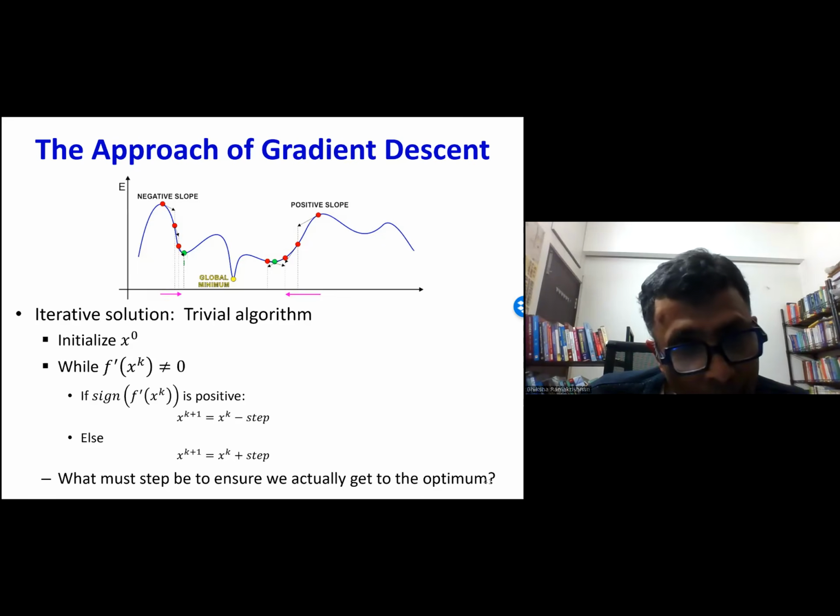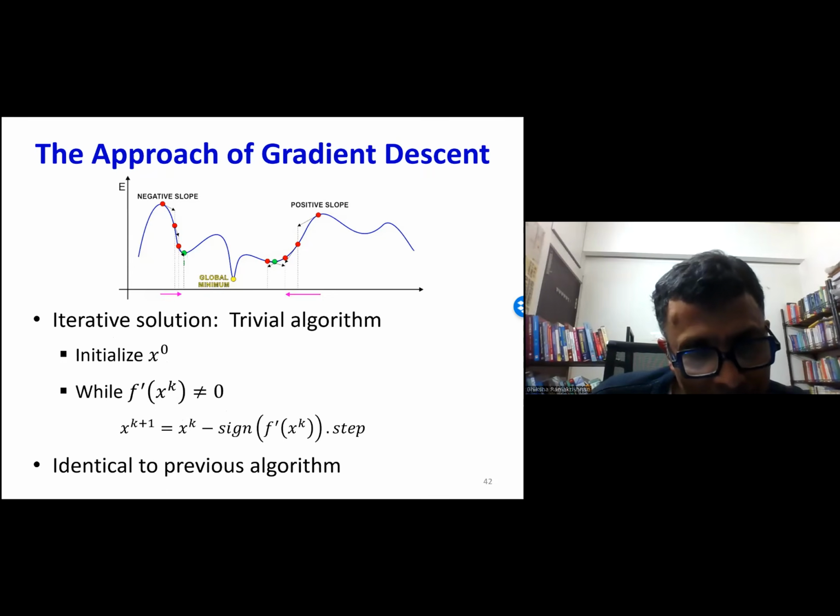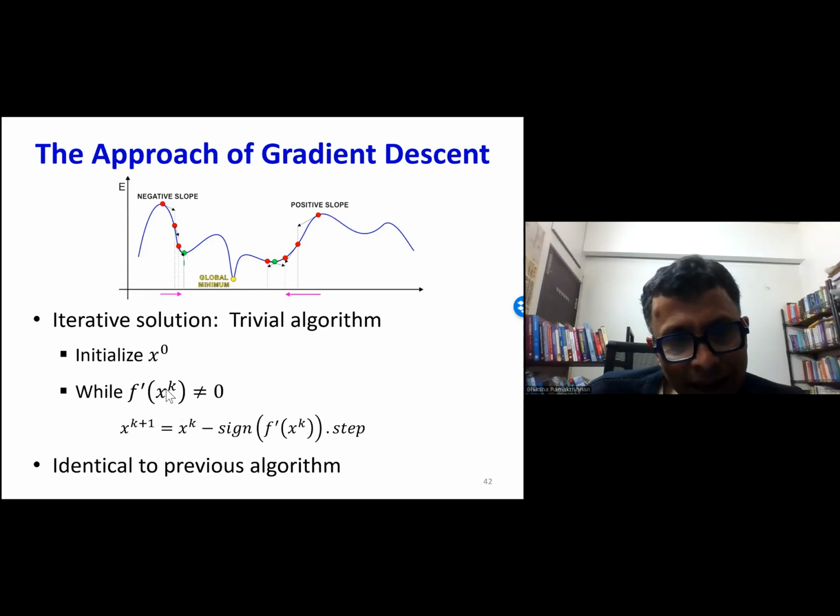I can actually compact that without an if clause. Here's what I can do. I can initialize x, and then while the slope is not equal to 0, I can say xk plus 1, which is the k plus 1 iterate, equals xk minus the sign of the derivative times the step. And you can see why this works.